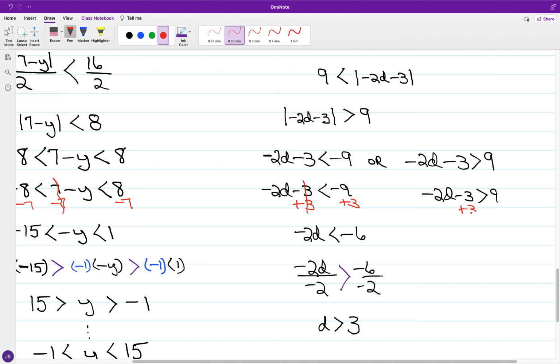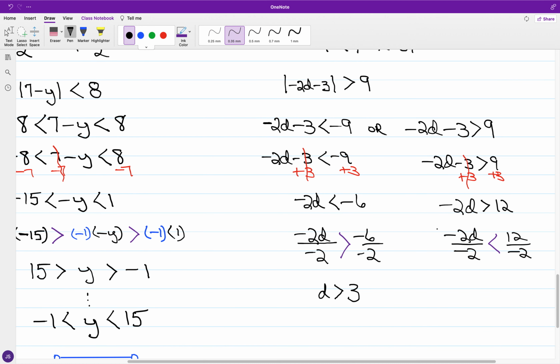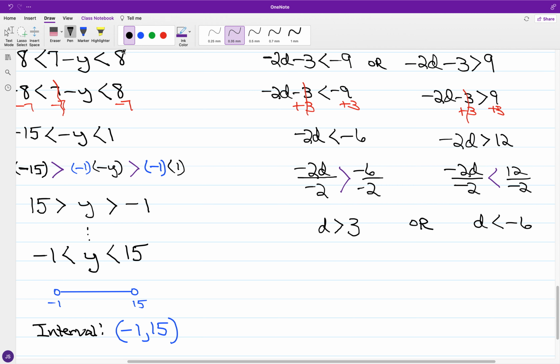Now, if I add 3 to both sides, we're going to have that negative 2d is greater than 12. And again, we have history repeating with the division by negative 2. Division by a negative leads to, once again, switching the direction of the inequality. And in this case, we're going to have that d will be less than negative 6. So you have 2 destinations possible for d, where d could be greater than 3 or it could be less than negative 6.